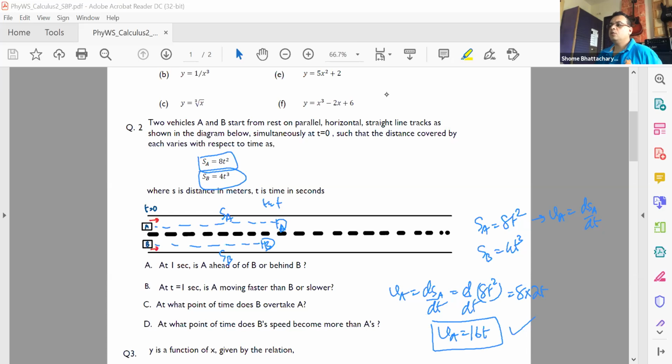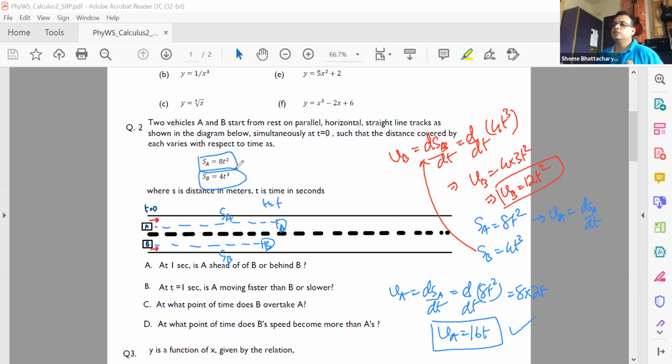Now similarly, how will we get VB? From this we can see that the instantaneous speed of B is the rate of change of displacement of B with respect to time, or distance of B, whichever we take. So it is the differentiation of this term, 4t cube. Likewise, you take the 4 outside and differentiate t cube, so you have 3t square. So the instantaneous speed or velocity, whichever we take, is 12t square for B.